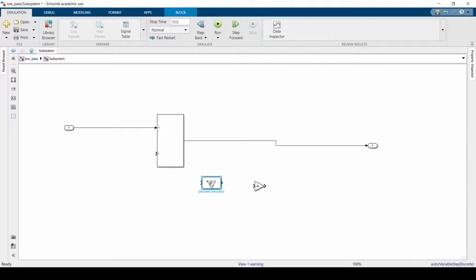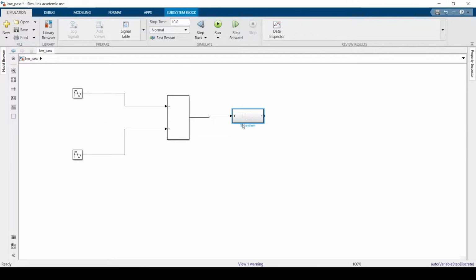Okay, so I have taken the derivative, and let's give the output to the derivative. So the output of this will be dV out by dt. And this dV out by dt should be multiplied with the gain, that is RC. Just supply it, and now here we will get the output as dV out by dt into RC. That should be given as the other input to the subtractor. Okay, this is the diagram. We are done with the subsystem. This is the low pass filter.